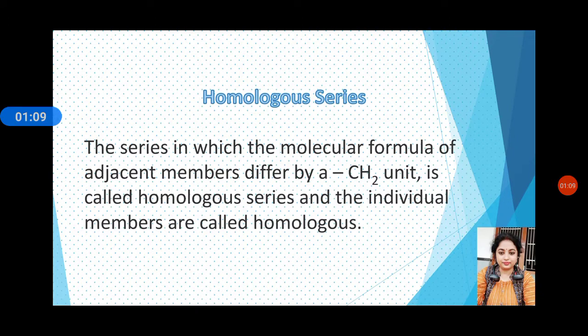Homologous series. It is defined as a group of compounds in which the various members have similar structural features and similar chemical properties, and the successive members differ in their molecular formula by CH2. In simple words, the series in which the molecular formula of adjacent members differs by a CH2 unit is called a homologous series, and the individual members are called homologues.